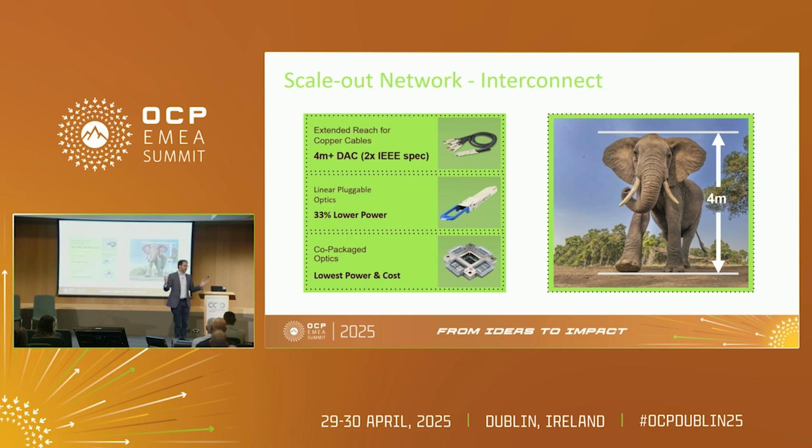The general recommendation, I think everybody would agree with that: if you can use copper, your DAC cables are cheap, they do not take a lot of power, and they are very, very reliable. Optics fail, right? DAC cables are going to last for a very, very long time. But the challenge with DAC cable is that it cannot go beyond a certain distance. The IEEE standards for 400 gig dictate you can make DAC cables up to 2 meters.